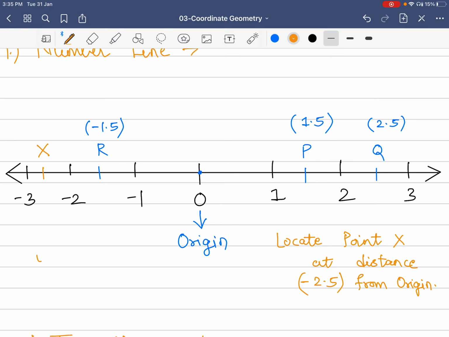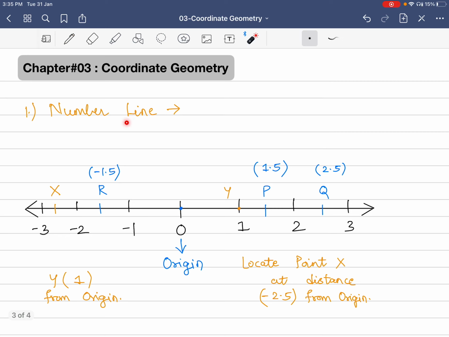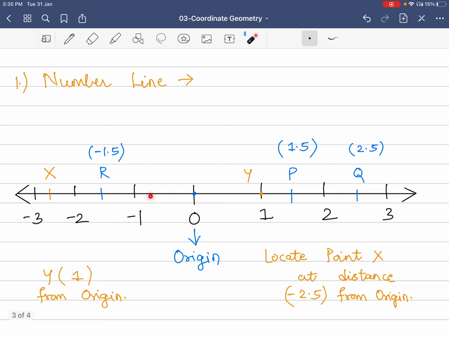Similarly, we can take another point, let's say Y, which is at a distance of 1 from the origin. Now once again, since it's +1, we know it's on the right hand side of the origin. So this is our origin and 1 from the origin, so the right hand side is going to come here. So our point Y is going to be exactly here. So this is how we are using the number line to locate different points on the number line.